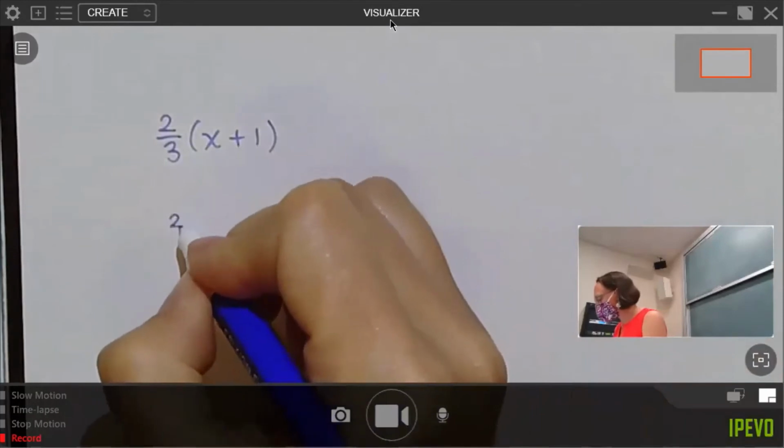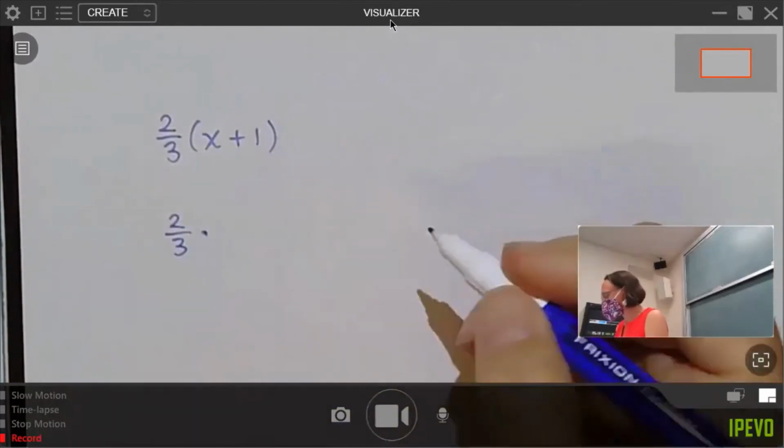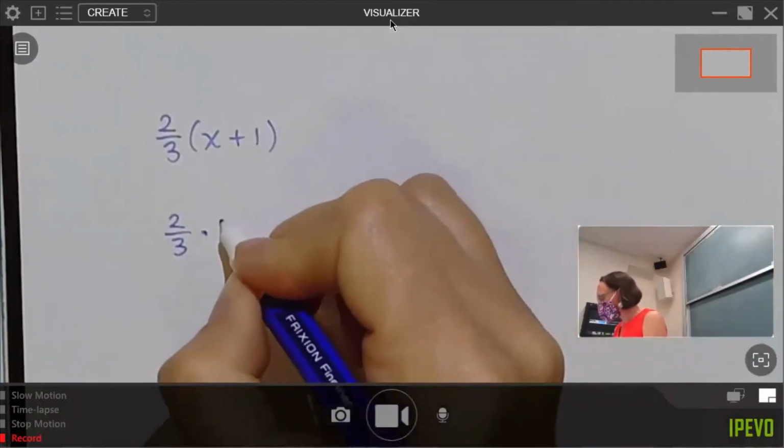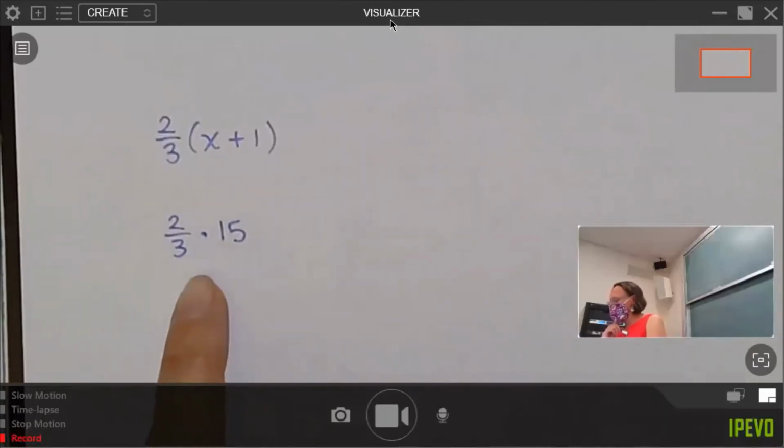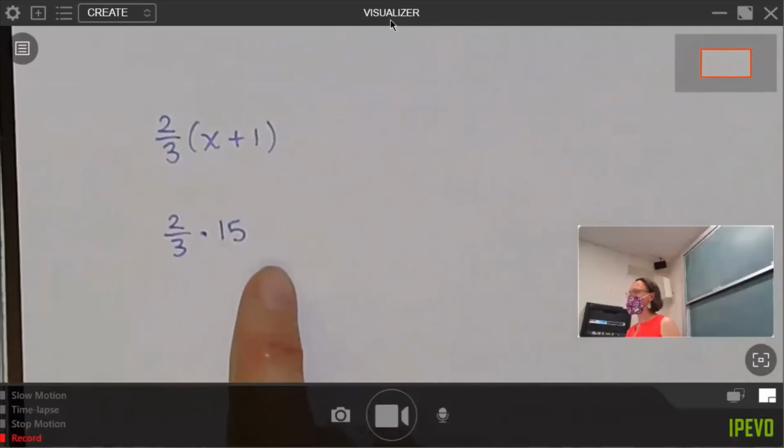But if this said 2/3 times 15. Oh, interesting. Okay. Something was wrong with my screen a second ago. I will go back and show you that problem again. But looking at this, if I have 2/3 times 15, or I could read this as 2/3 of 15.